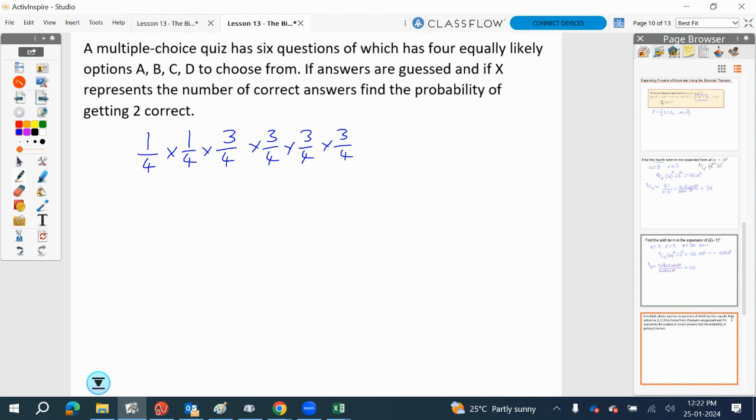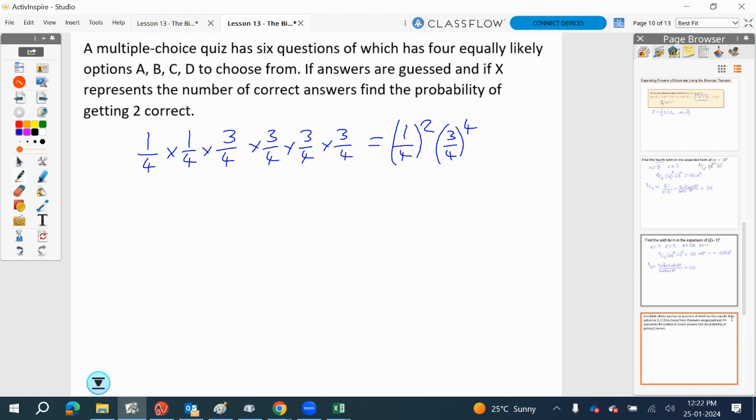We can simplify this to 1 over 4 squared times 3 over 4 to the power of 4. Is this the probability of getting 2 right and 4 wrong? Yes. Oh wait, no, because that's assuming... No, that's it. Yeah, it is, it's out of 6 questions. Because in multiplication order it doesn't matter if ordered, you can get 2 correct.